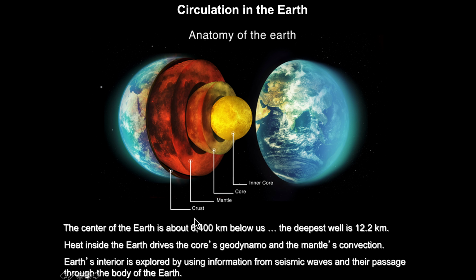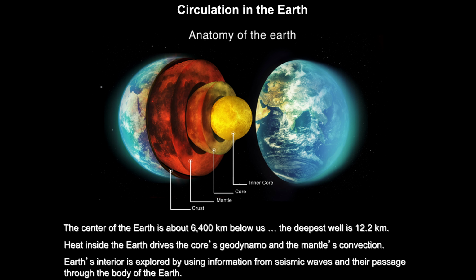The center of the Earth, located right about here, is about 6,400 kilometers below us. The deepest well ever drilled is the Kola Super Deep Borehole, about 12.2 kilometers deep. That's around 40,200 feet or so in English and American. So just a very tiny poke into the surface of the Earth is as far as we've got in terms of technology.